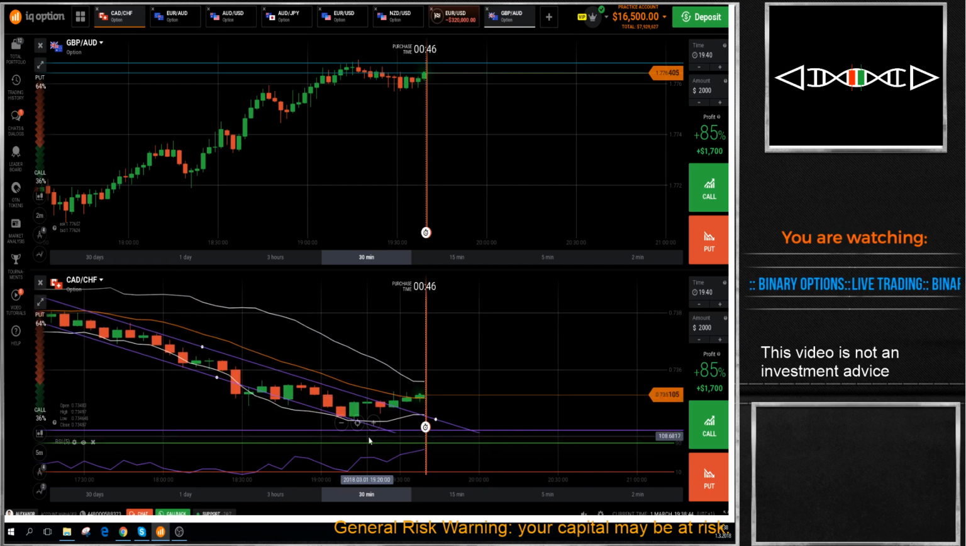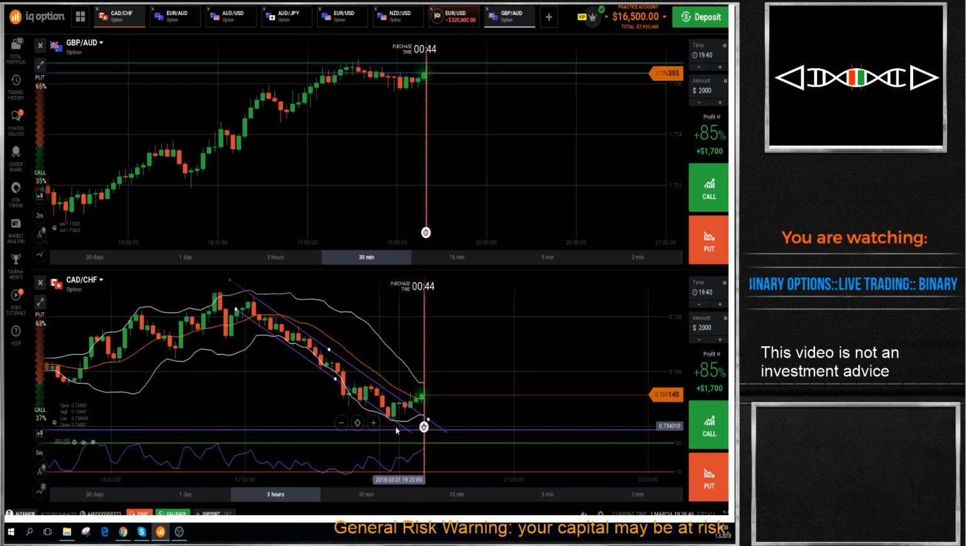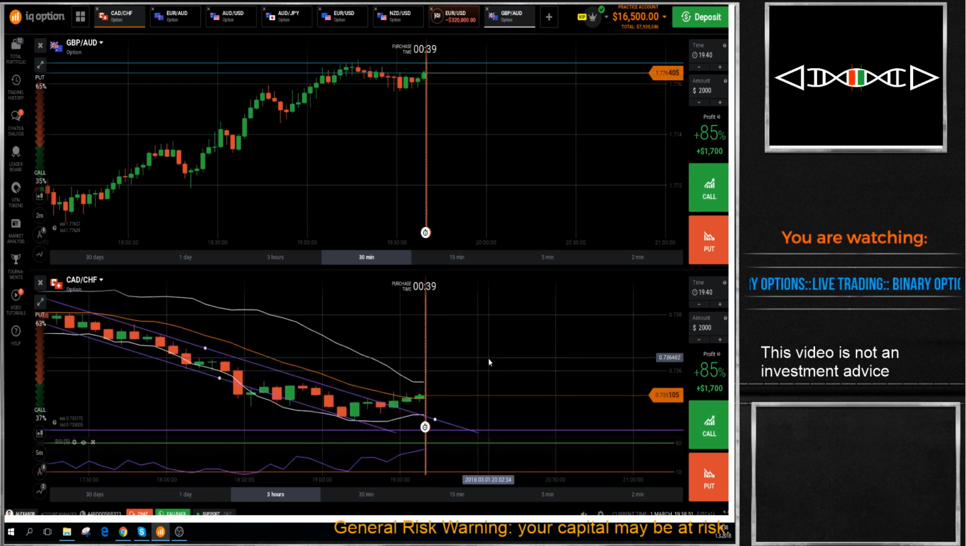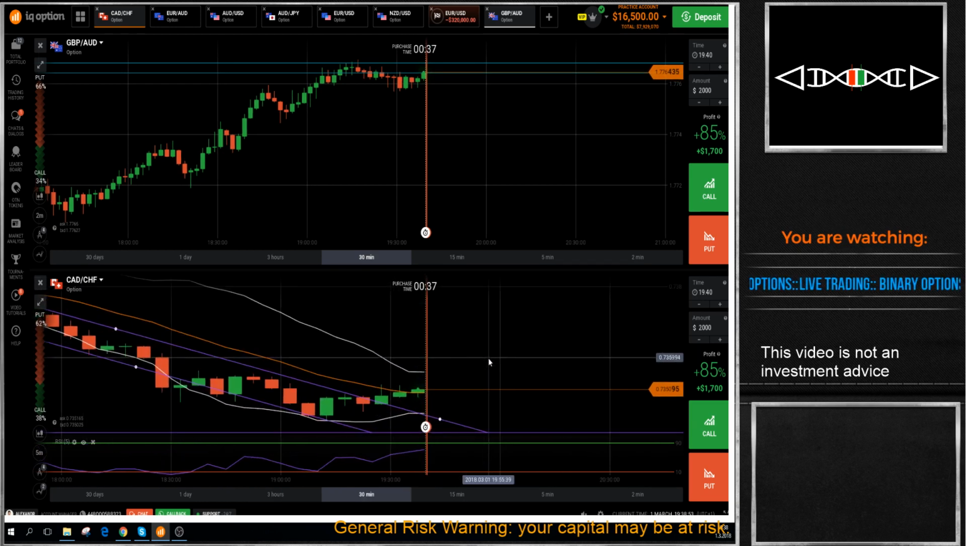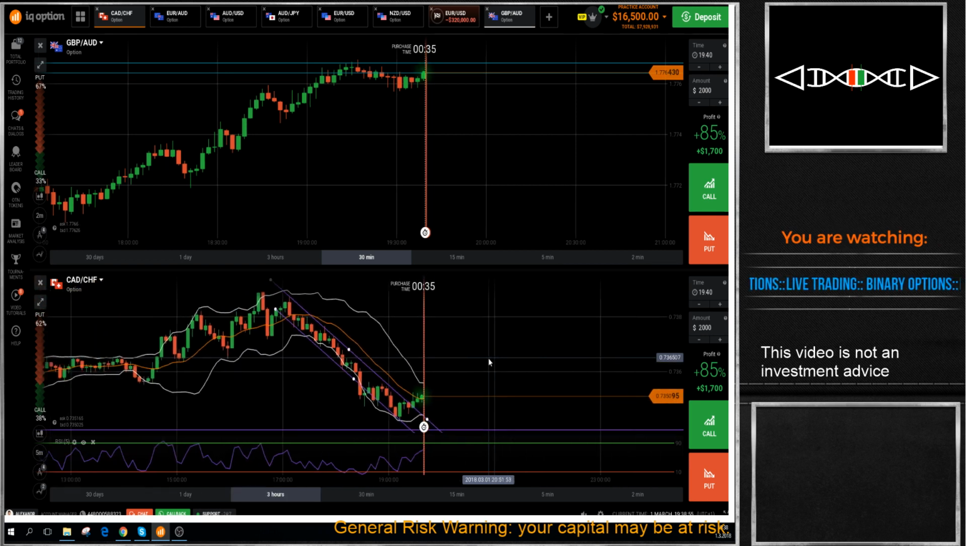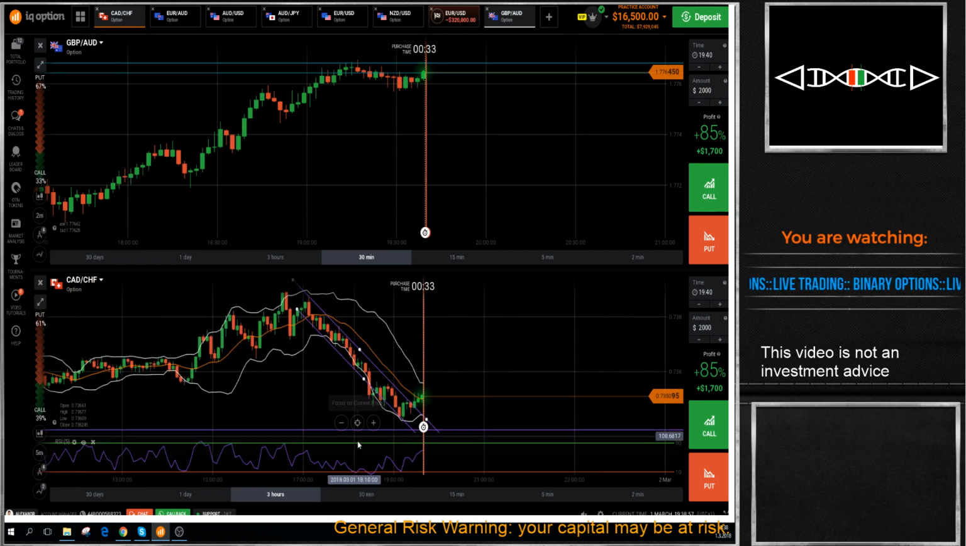So we got really close. We didn't get quite to this resistance line. We bounced slightly above. So I would have missed the trade.